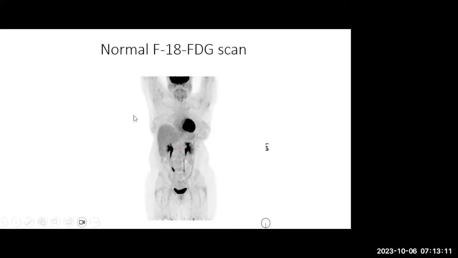So moving on, now you have an idea. This is sort of a 3D image. It's called a maximum intensity projection image. So you can see everything in one image, and just to get you familiarized with the normal distribution of FDG.